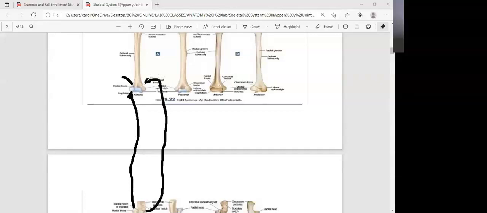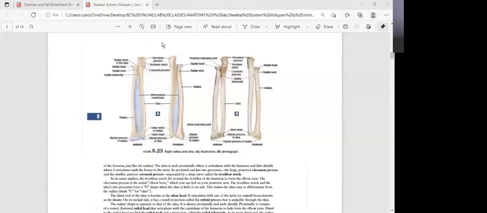But how does it go inside? Because it will pivot right here in the trochlea. If you look at this, the top part, this is the olecranon. But this is the posterior view, because the olecranon will go right here into the olecranon fossa, as you can see right there. Those are the bone markings that you have in the proximal epiphysis.